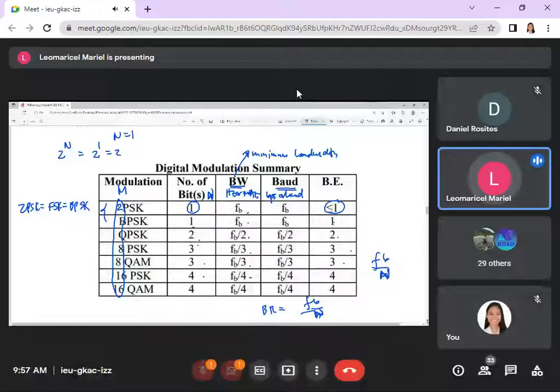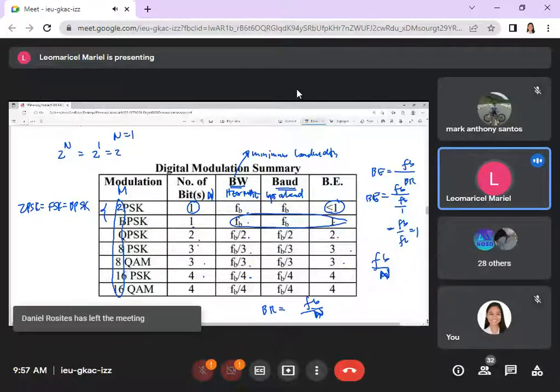Actually, ang bandwidth efficiency, sa formula natin, sabi natin doon, FB over baud rate yan. Palagi yan, FB over baud rate. Kung papasinin mo ito, halimbawa, tingnan natin, ang bandwidth efficiency niyan will be FB, constant yung FB, over FB, FB over 1 bit. So, the answer is FB over FB, so the answer is 1. Kaya nakuha yun.